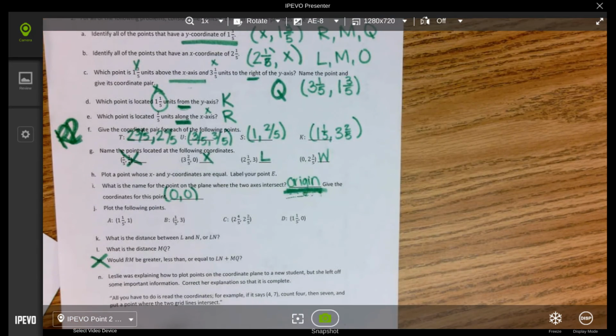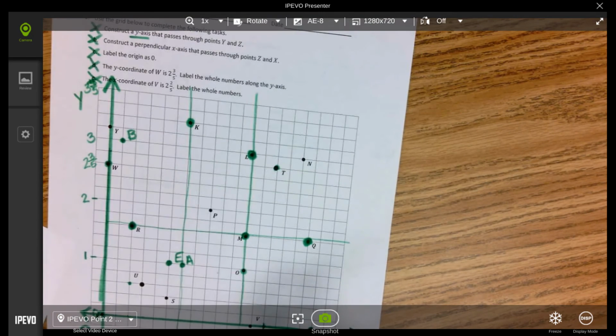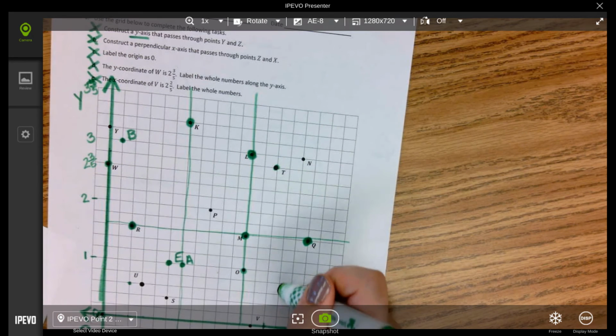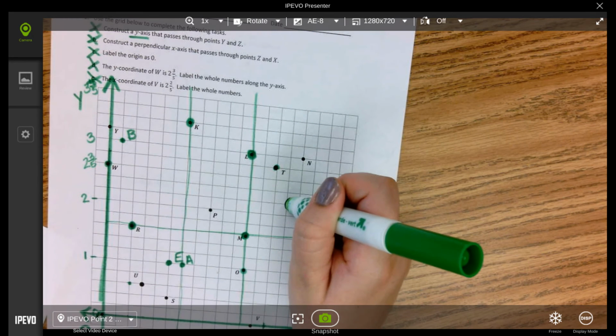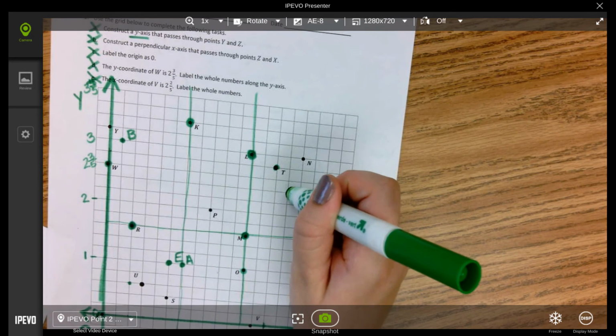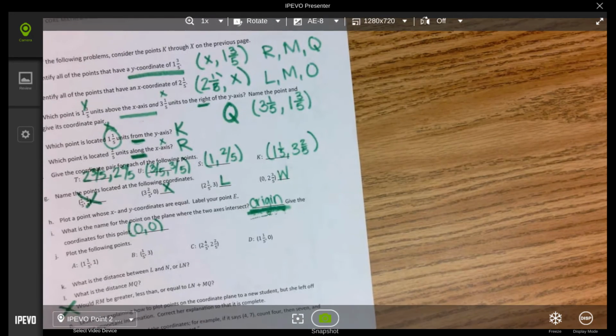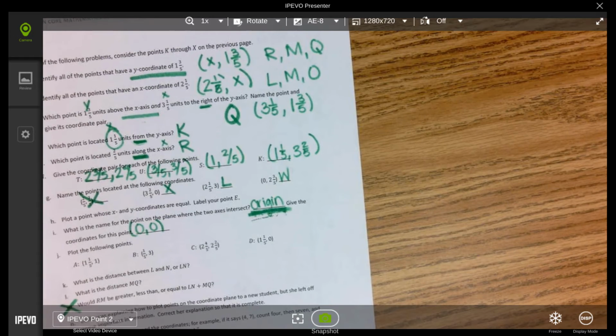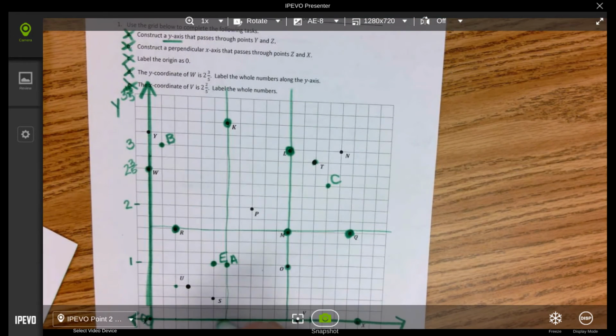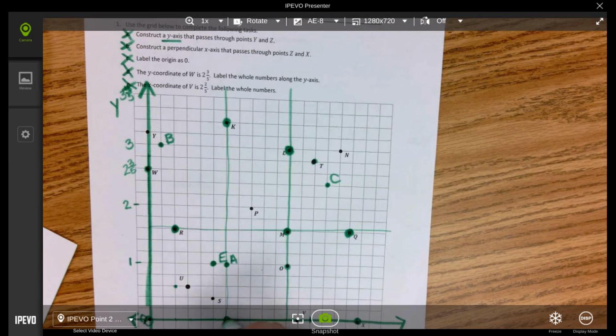Then we have 2 and 4/5, 2 and 2/5. So 2 and 4/5, and then up to 2 and 2/5. And that's letter C. And finally, letter D is 1 and 1/5, 0. So here's 1 and 1/5, and then we don't go up at all, and we'll call that D.